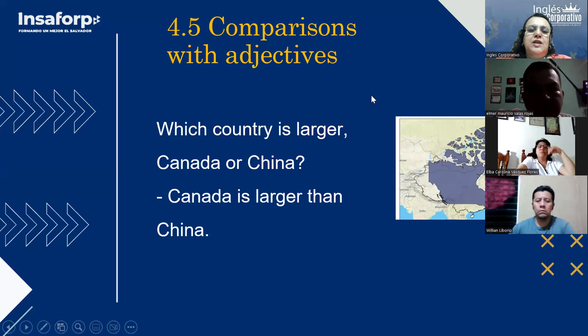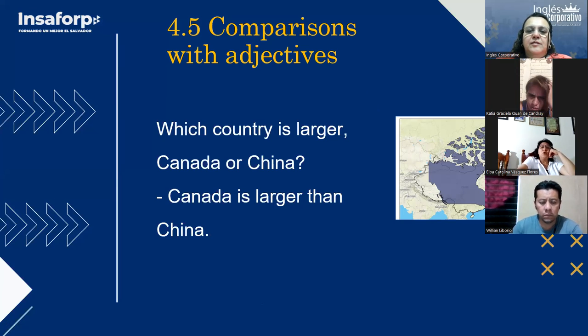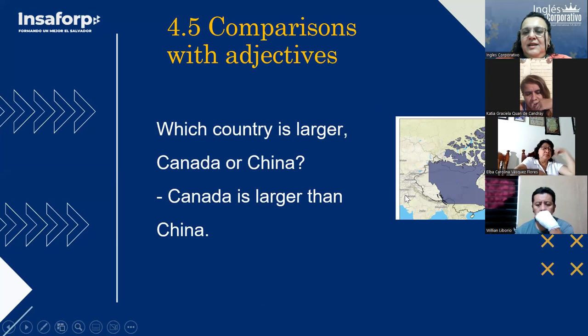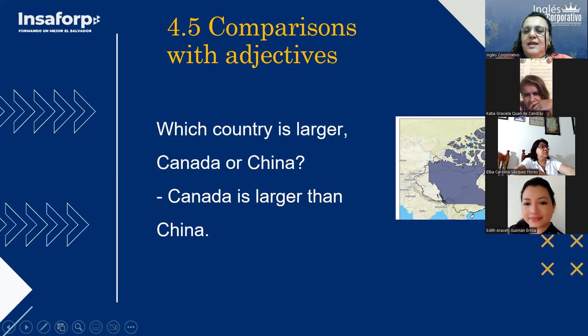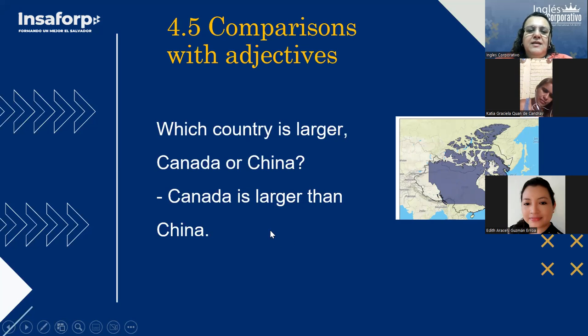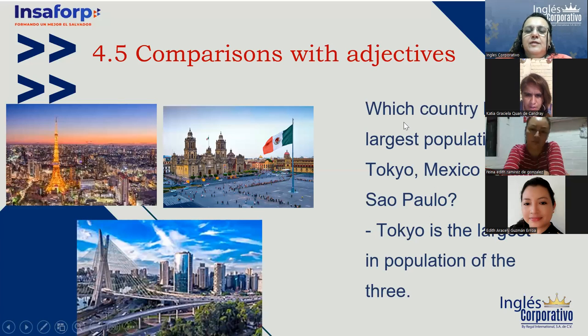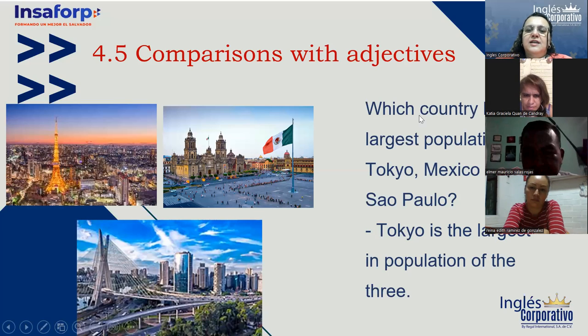Repeat after me. Which country is larger? Canada or China? China. Notice here, this is a map. This is China, the one in white is China, okay? And this over here is Canada, the one in gray. Okay, then Canada is larger than China. Canada is larger than China.